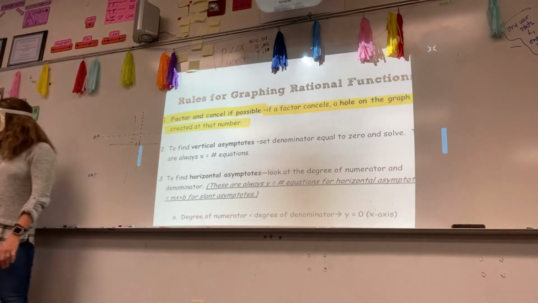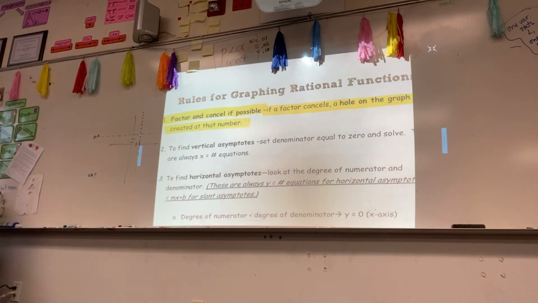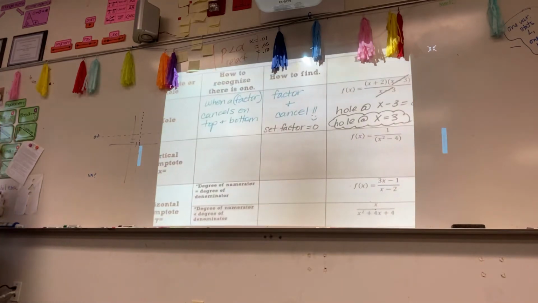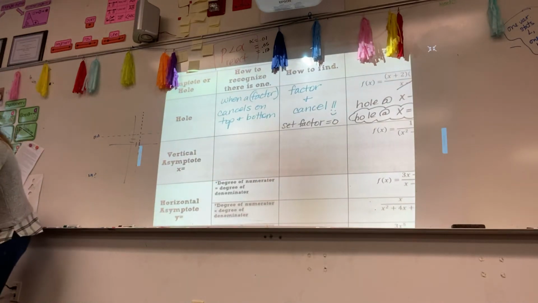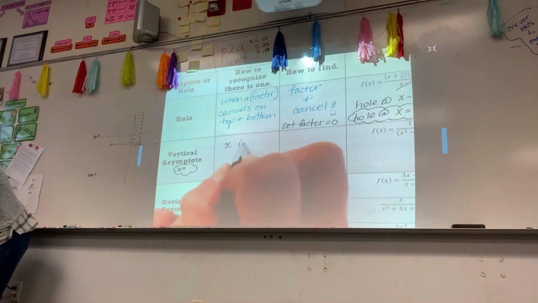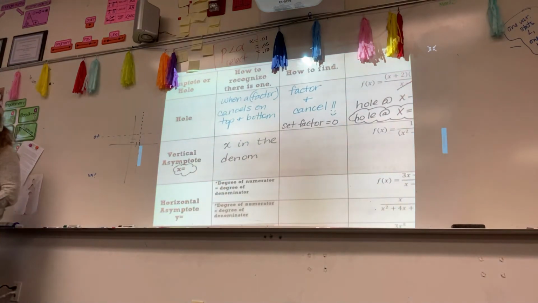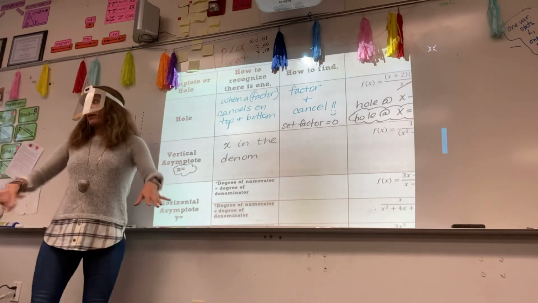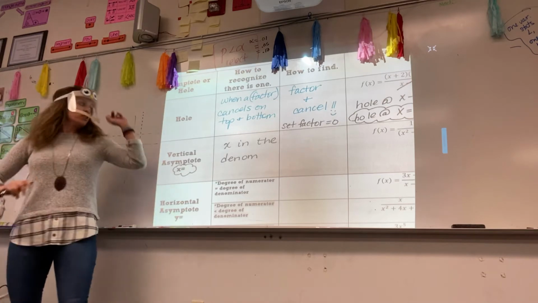All right, now we're going to move on to step number 2 that talks about vertical asymptotes, okay? Are y'all ready? All right, flip it back over. So just follow those steps. Step number 2, a vertical asymptote. How to recognize that you have a vertical asymptote, which is an x equals. If you have an x in the denominator, then you will have a vertical asymptote. So if there's an x left in the denominator, which we didn't have on the last problem, I canceled out my fraction. But if there's an x in the denominator, then you have a vertical asymptote.